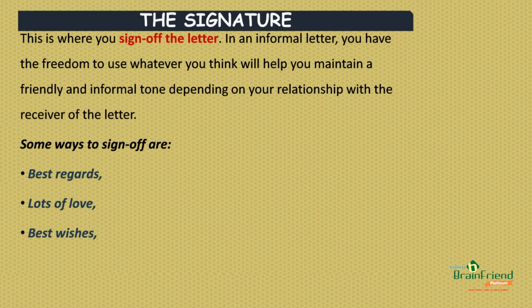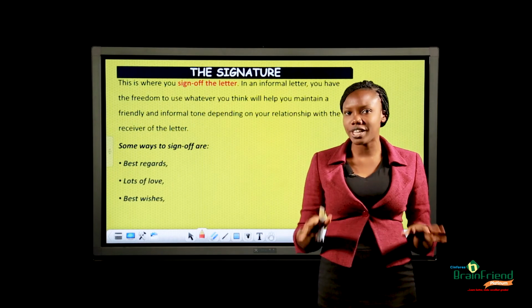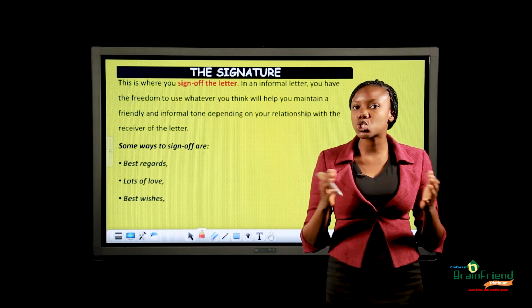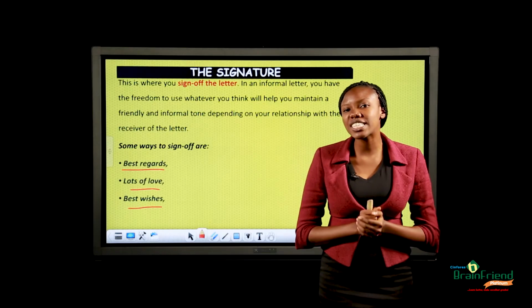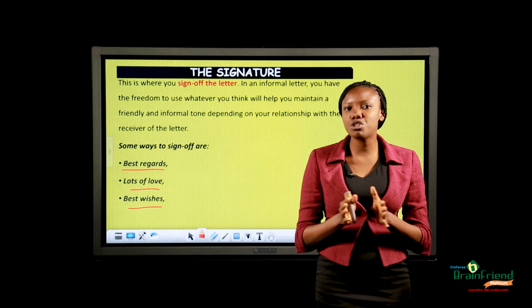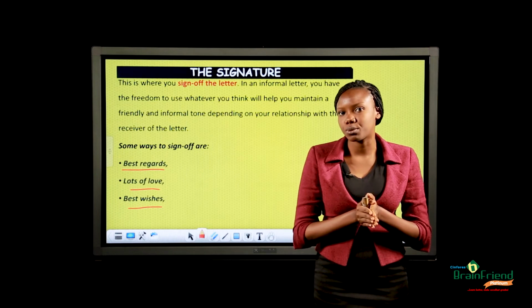The signature is the last section of the letter. Now, in an informal letter, there is no rule for signing off. Depending on your relationship with the person, just look for something that will help maintain your friendship or relationship. Let's take a look at some examples. You can say, best regards, lots of love, or best wishes. There are countless things you can say, but just choose rightly and remember to be as personal as possible.